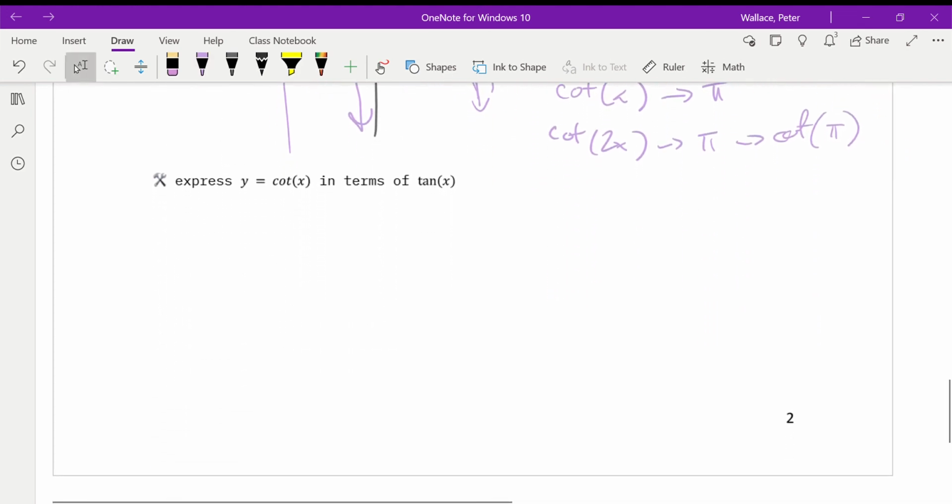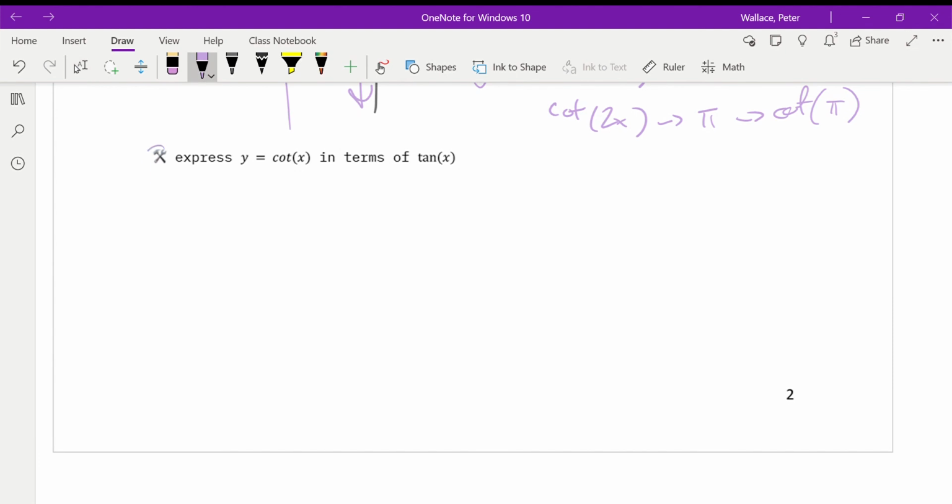Okay. I'm going to pause here and leave this for the Edpuzzle, expressing cotangent in terms of tangent. So I will leave you with one helpful hint. This is our graph of tangent to review. This guy passes through the origin and has asymptotes at pi over 2 and negative pi over 2.